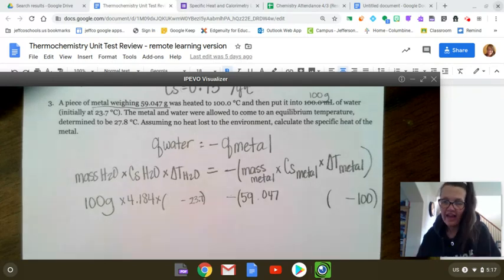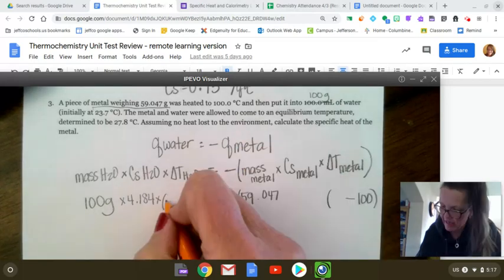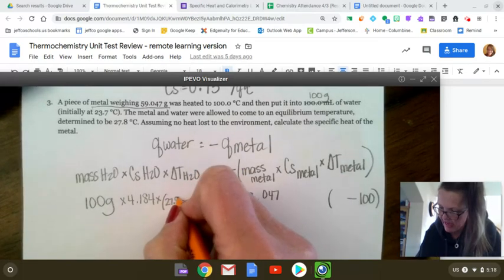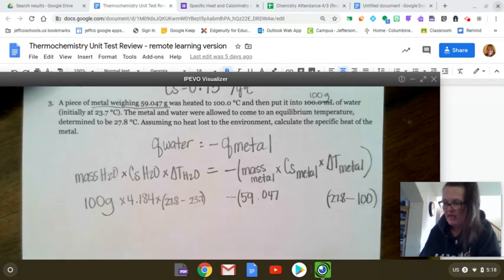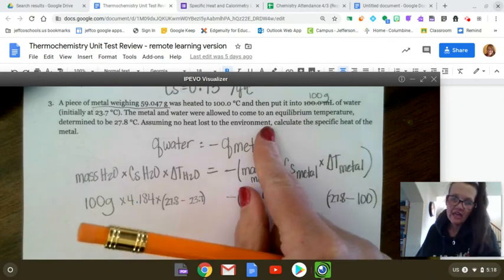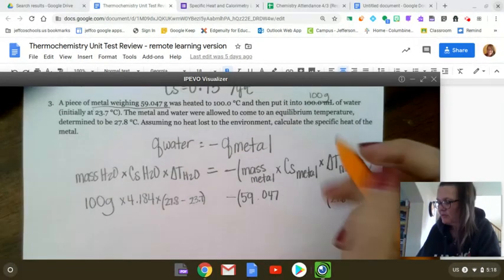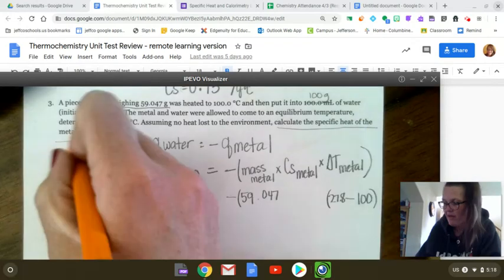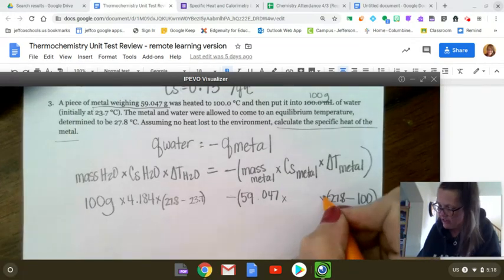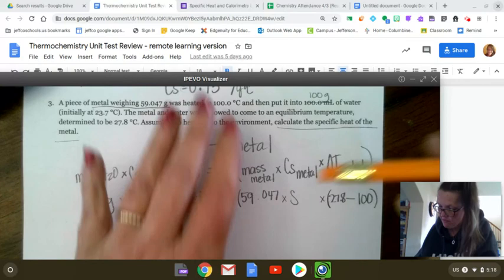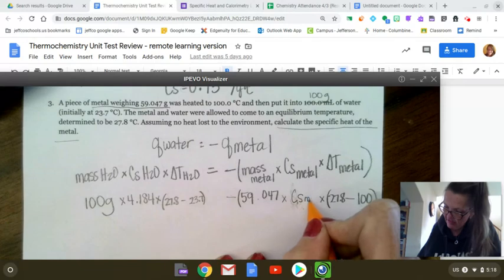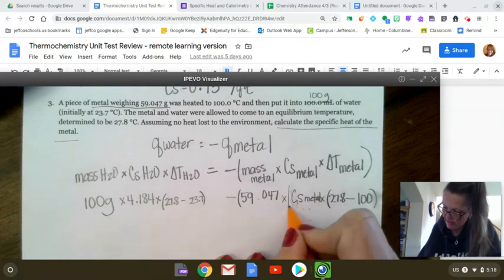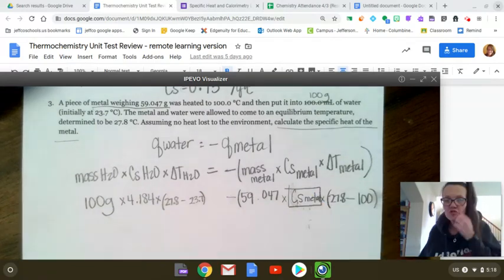Okay, now the metal and water were allowed to come to an equilibrium temperature determined to be 27.8. In other words, the final temperature that the two things met that came together was 27.8. So our final temperature is 27.8 and 27.8. Okay, it says assuming no heat is lost to the environment, which is impossible, calculate the specific heat of the metal. So what we are looking for here is that specific heat of the metal. Okay, so I'm just going to leave that in as my variable and then put a box around it so I remember that that is what I am trying to solve for.